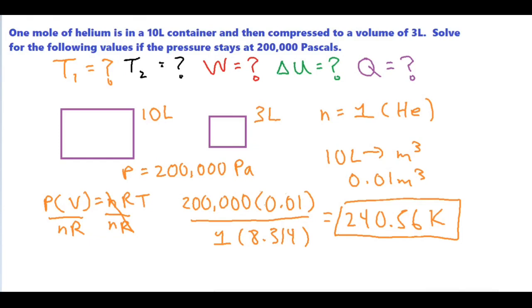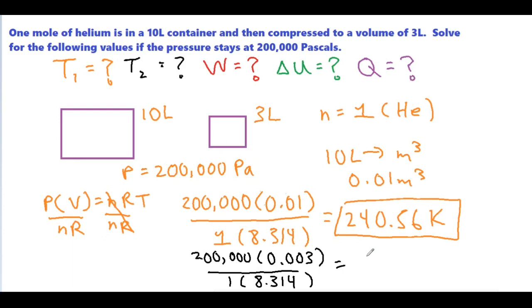Now, as for my second calculation, we would do something very similar. We would have all the same numbers, except for my T2. We would be swapping out a different volume, so the whole setup would look fairly similar. We would still have the same pressure, 200,000, except we would take 3 liters and divide that by 1,000, which would change it to 0.003. And then divide that by 1 mole and the gas constant of 8.314. That leaves me with a temperature of 72.17 Kelvin.